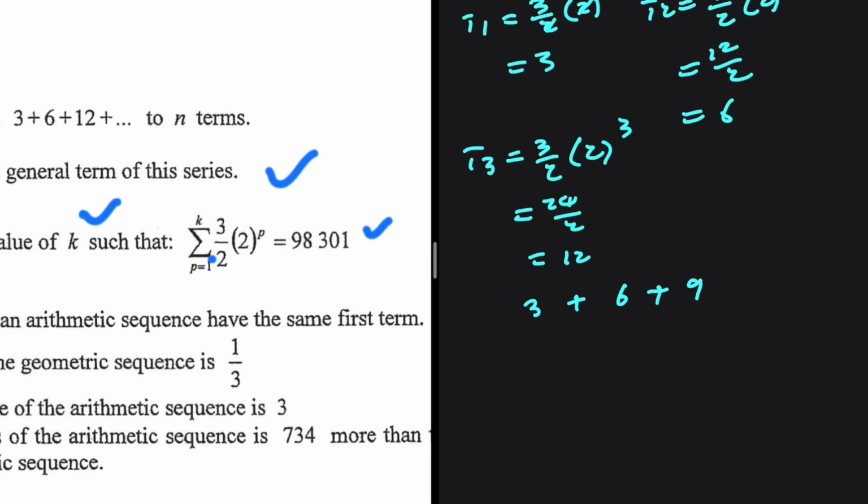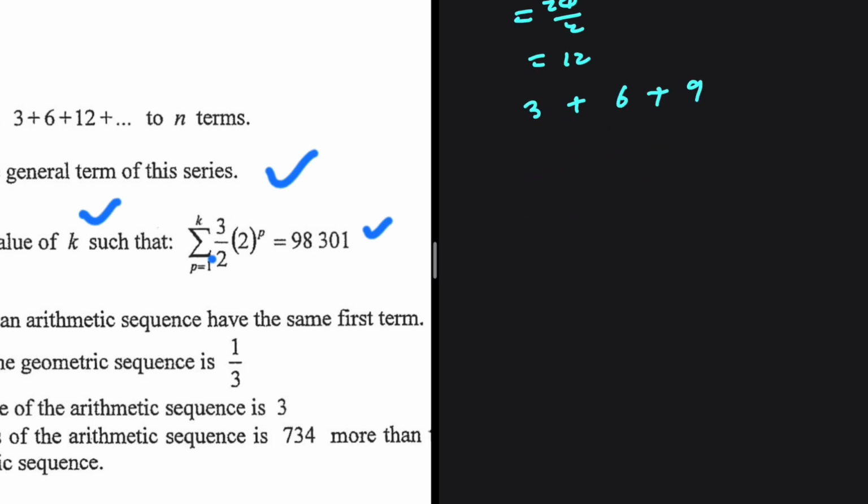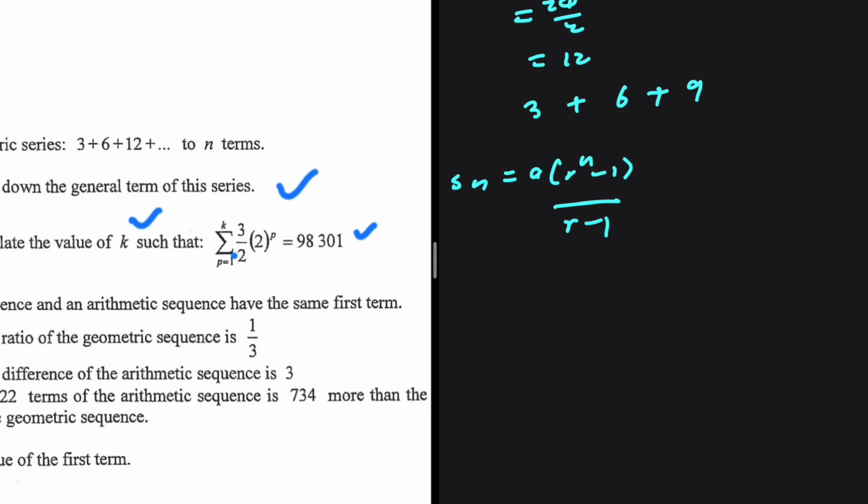We have a formula for the sum of a geometric series, both finite and infinite. In our case, we're going to have the sum being equal to a multiplied by r to the power n minus 1, divided by r minus 1. You cannot use the sum to infinity, which is a divided by 1 minus r, in this case, because r is not between minus 1 and 1. Okay, so what is the value of n for which we're going to have a sum of 98,301?